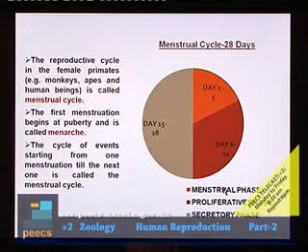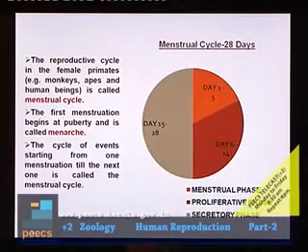What are the 3 phases? The first phase is called the menstrual phase. The menstrual phase will last for 3 to 5 days. So from day 1 to day 5 we can expect the menstrual phase or the bleeding phase. Followed by that there will be a proliferative phase. The proliferative phase is from day 6 to day 14.